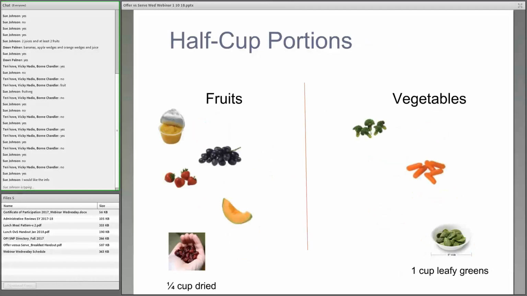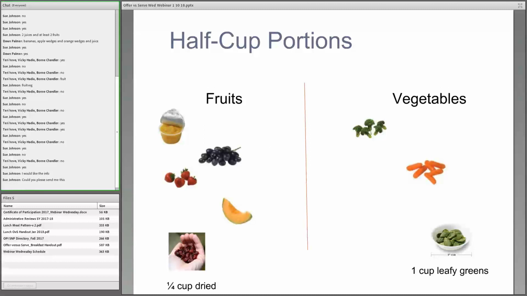So if anybody would like this handout, we still have it. We can send it to you. It might be nice to hang up in your kitchen. These are half cup portions.